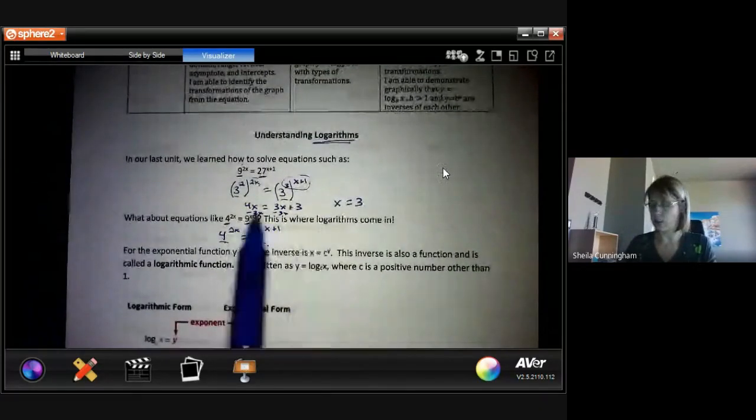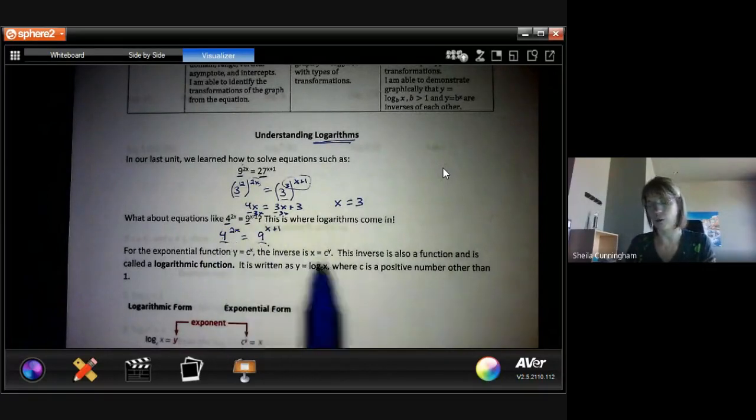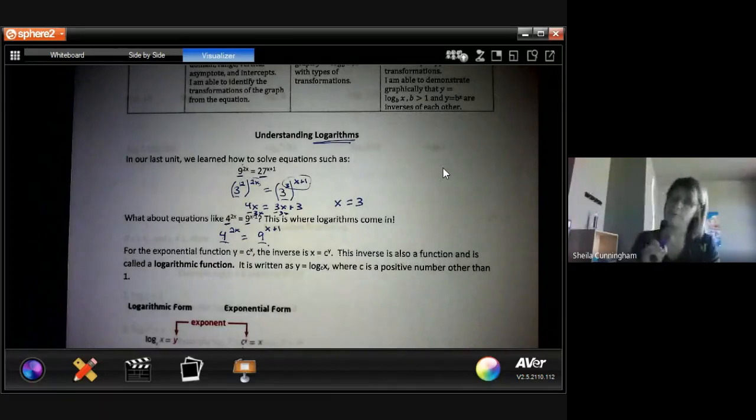So this unit is basically going to take us a little bit further and give us the ability eventually to solve equations like this without having to use them as exponents. We can convert them to a logarithm. But in order for us to convert them to a logarithm, we need to know what the relationship between an exponent and a logarithm is.